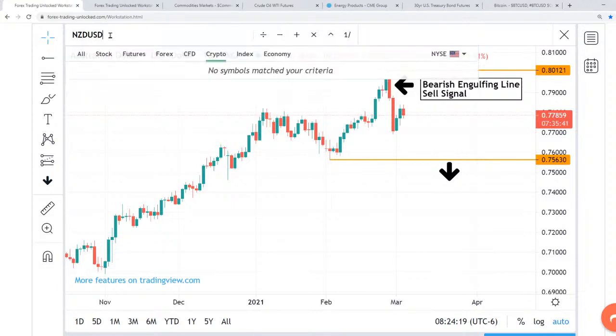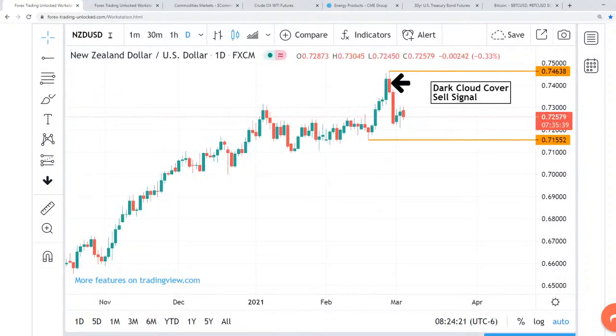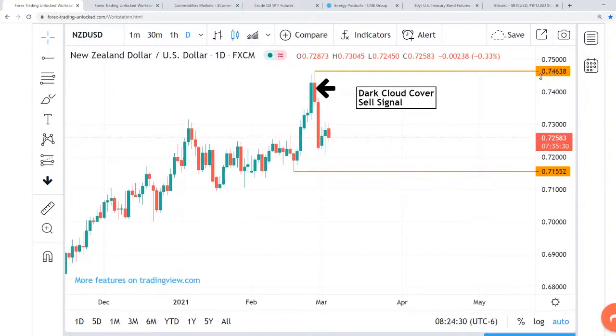New Zealand dollar, US dollar is very similar to this one. As you can see here, we have a dark cloud cover sell signal that had occurred. We're looking for a challenge of 74.63. All trading below here, you can be an aggressive bear. But like I said, with the oil trade and what have you, if anything, this is setting up for a big consolidation range trade. We're going to set those parameters. If we fail here at 71.55, then we'll look to grind down towards the 70 even.